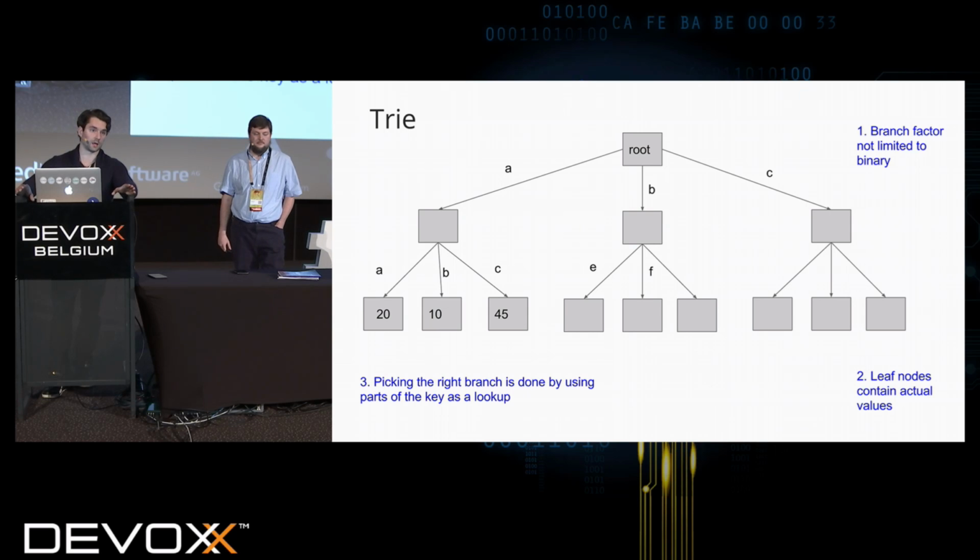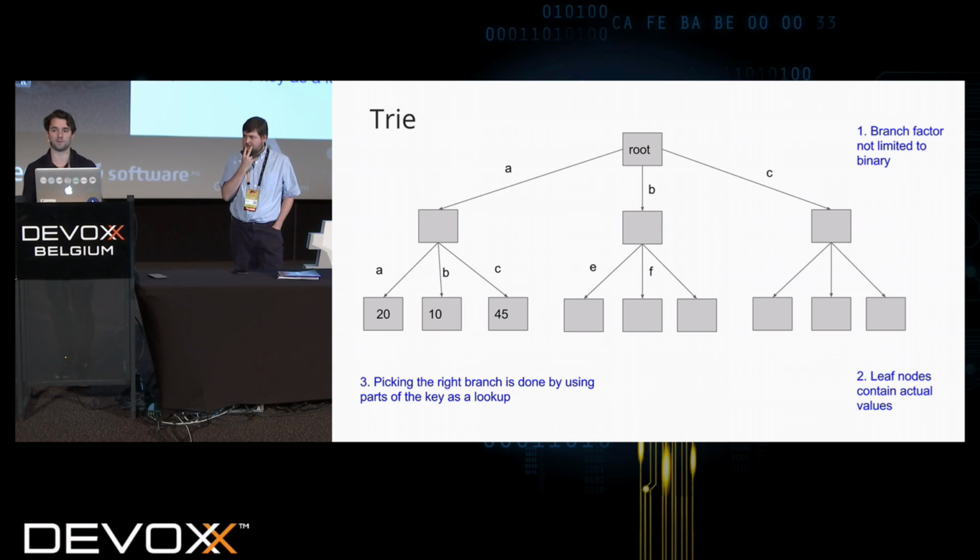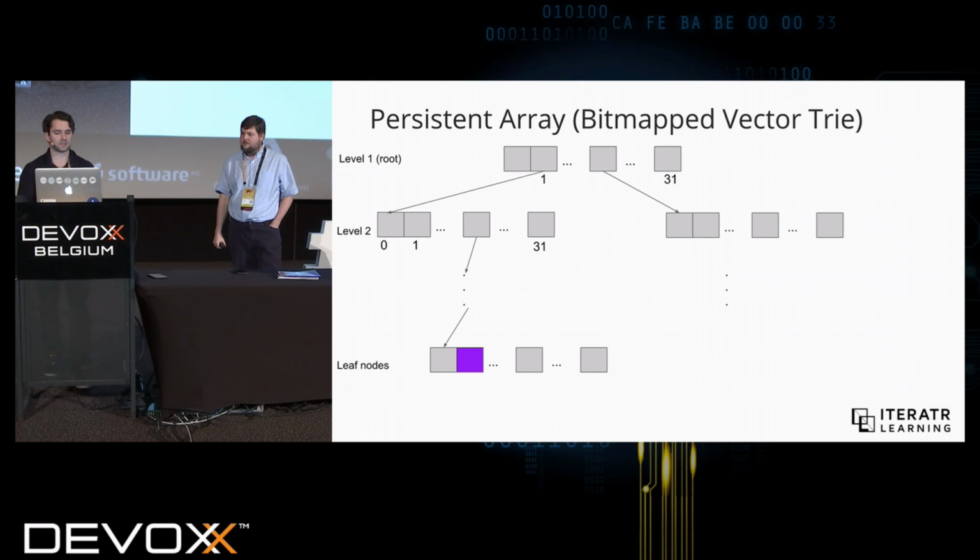But the beauty here is that we can increase the branching factor, which will help us reduce the depth that we need to navigate through. So that's the key idea. Awesome. So we can extend this idea to arrays.